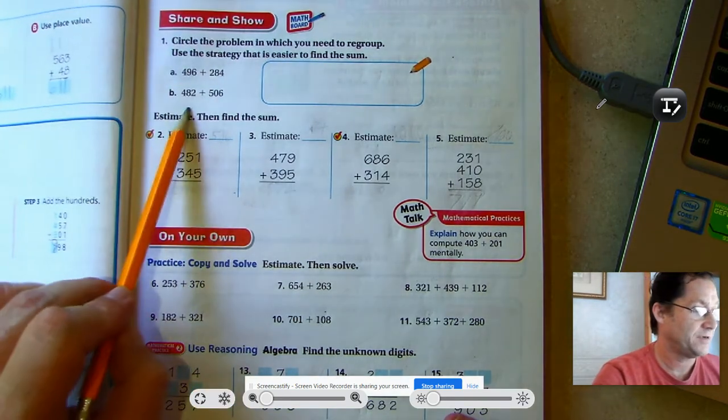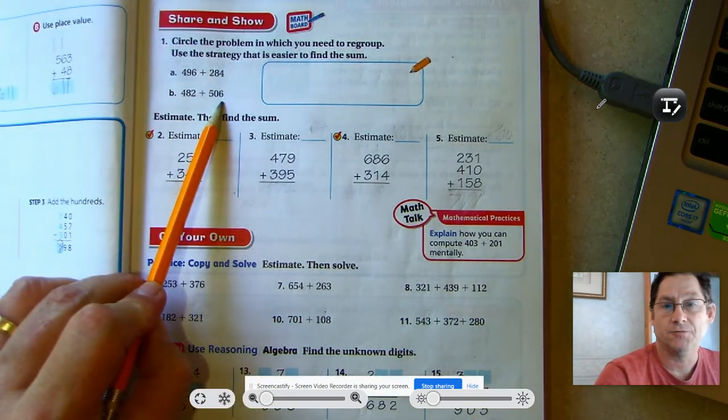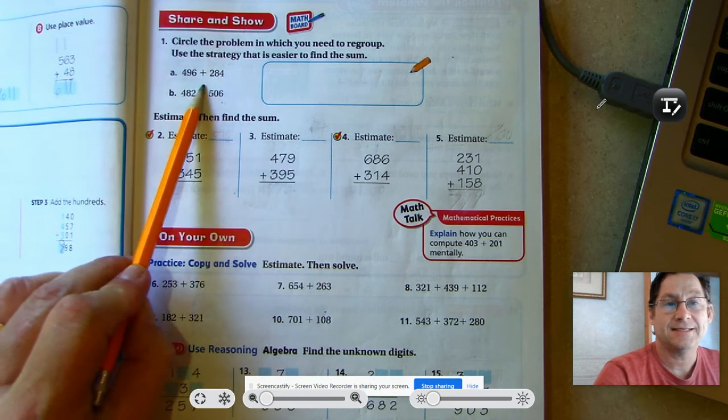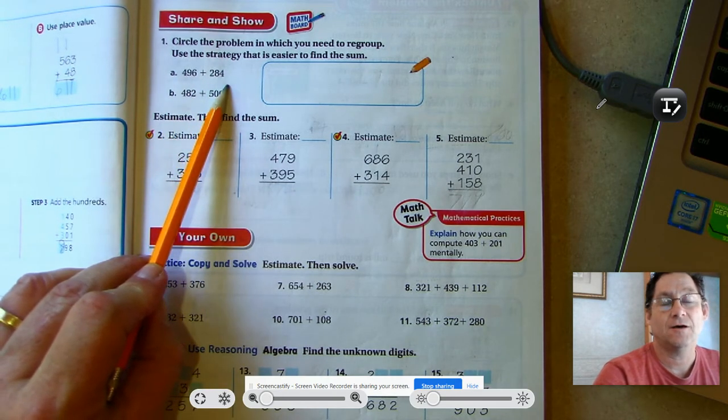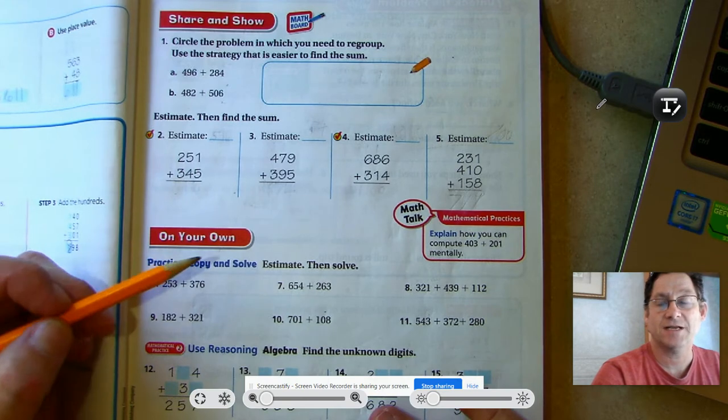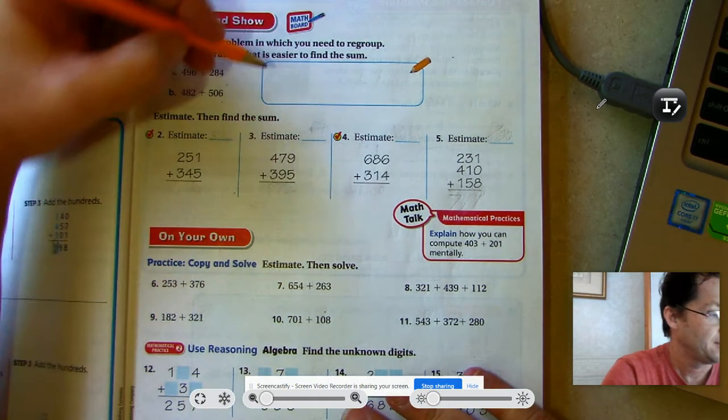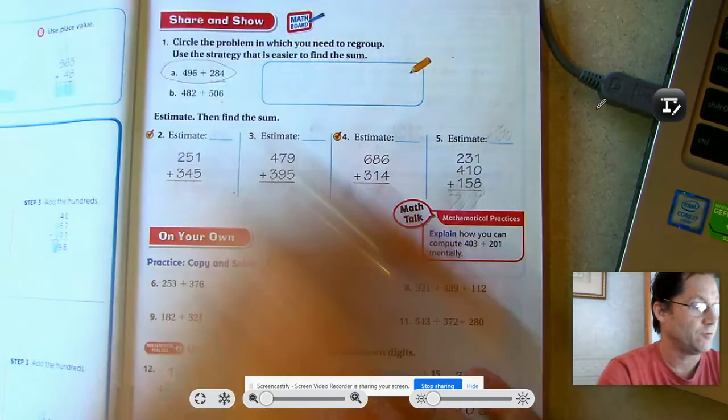Okay, 2 and 6 is 8. Right? There's no need to regroup. 6 and 4, that's 10 ones. Okay, so clearly I'm going to have to regroup those 10 ones as a 10 and ones. So we're going to have to regroup that.